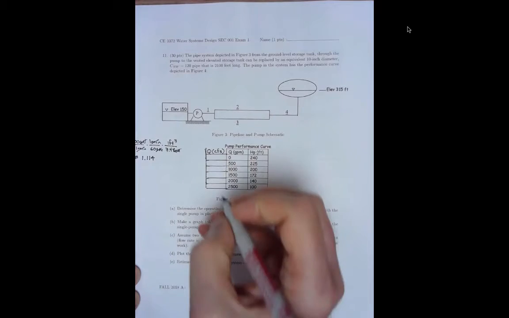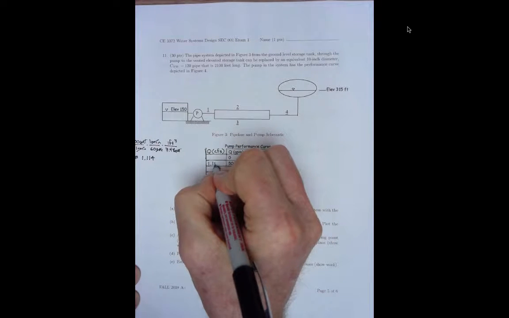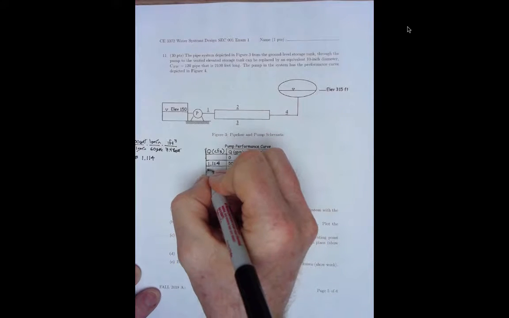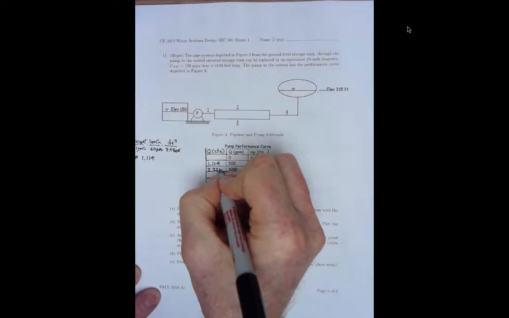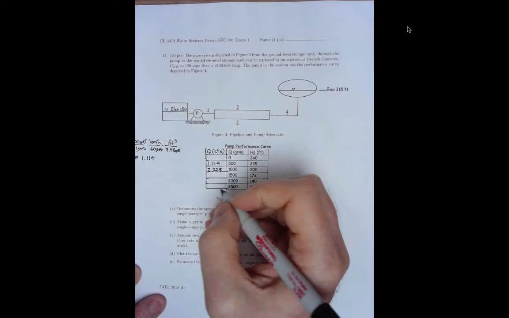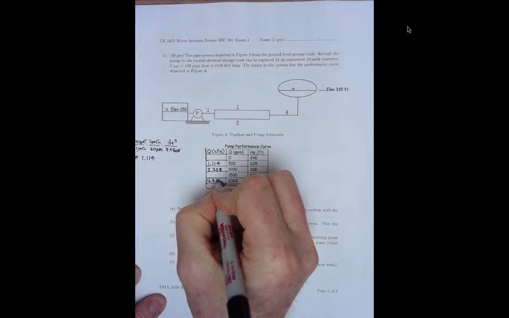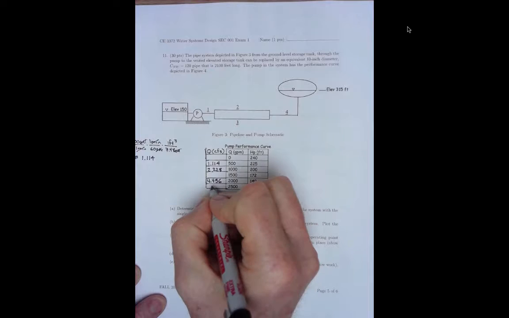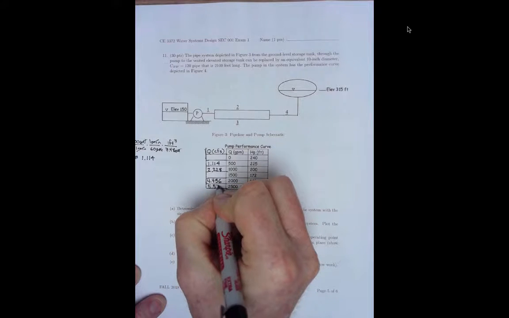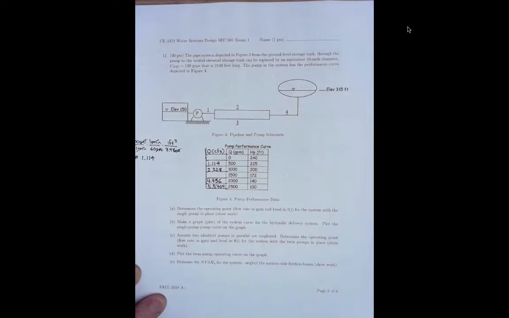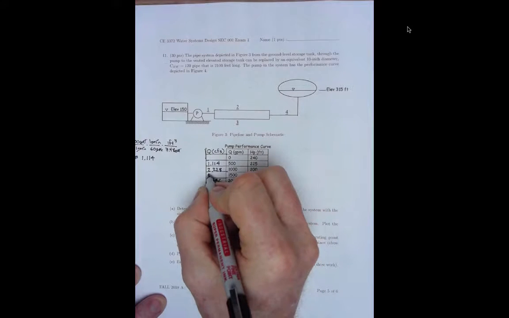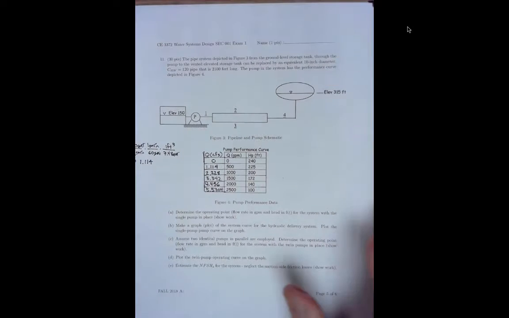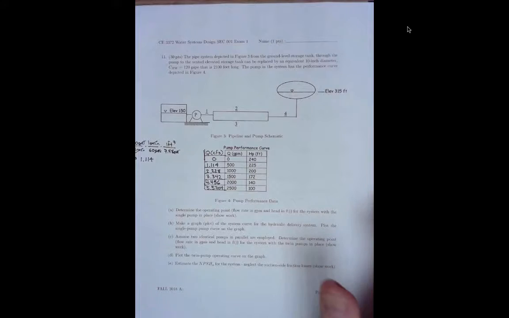1,000 is going to be two of those, so it's 2.228. 2,000 will be twice again, 4.456. 2,500 will be 5.5704. 1,500 is three times 500, so it's going to be 3.342. And the difficult one, 0, is 0. All right, we now have our pump performance curve at least converted into cubic feet per second, which will make life simpler.